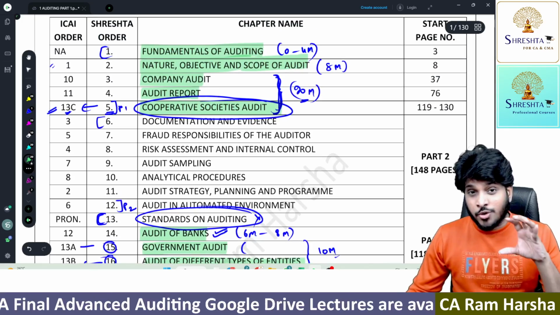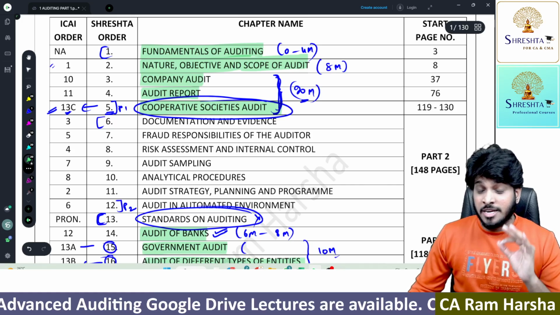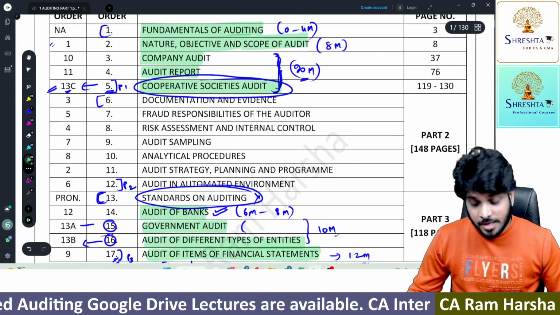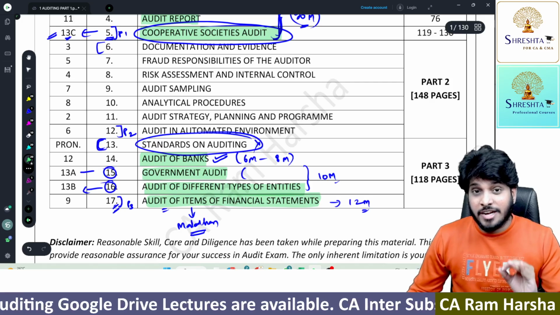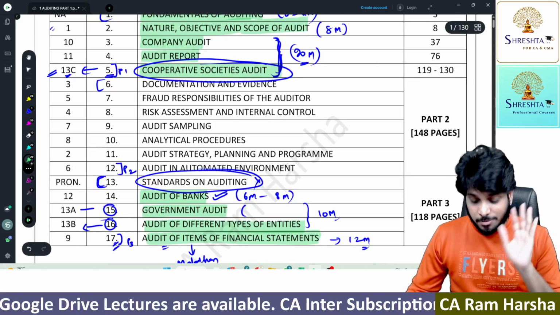If you cover these chapters, I'm damn sure telling you, you can attempt a minimum of 50 marks. 40 to 50 marks you can surely write. That's the minimum weightage you can confidently attempt. It's the minimum, not the maximum.